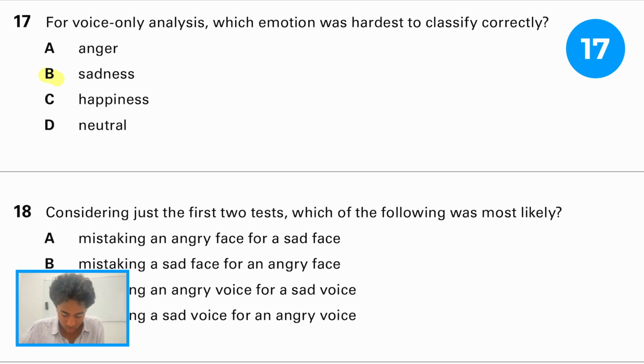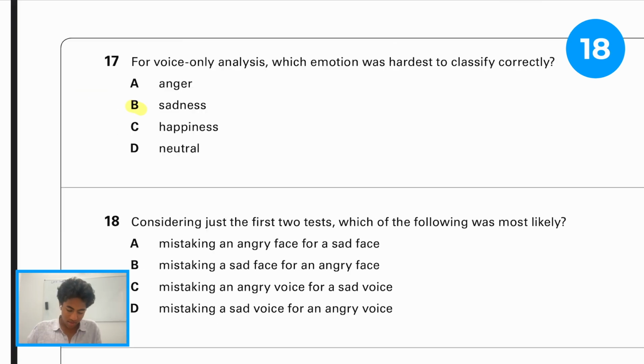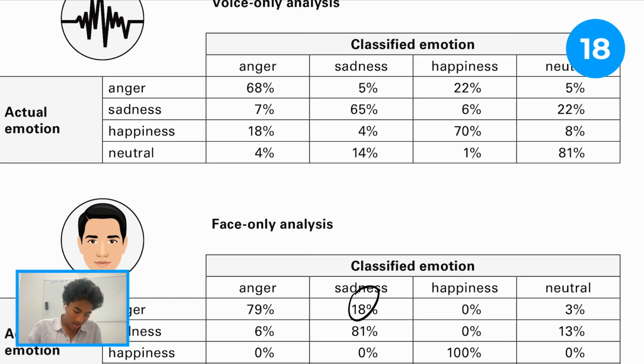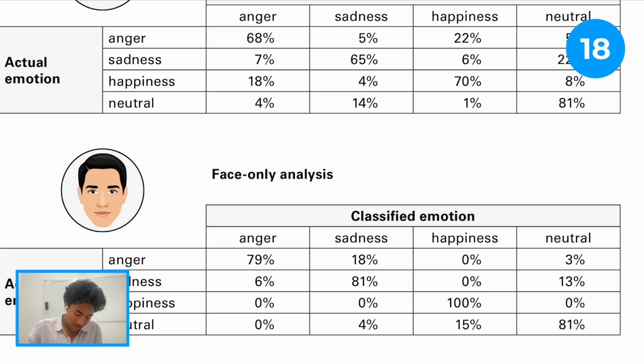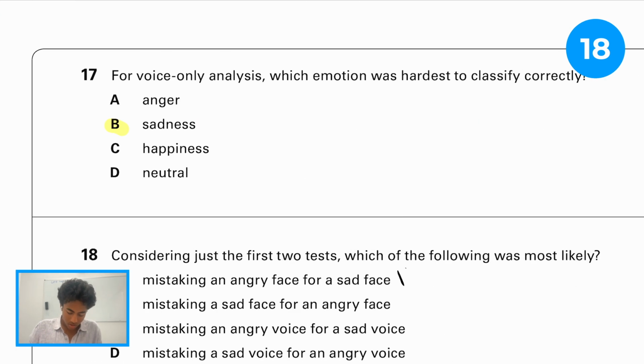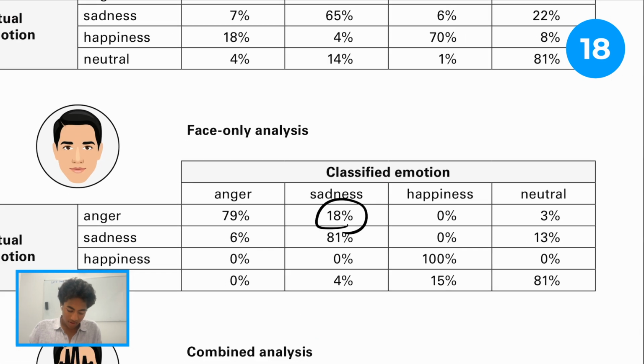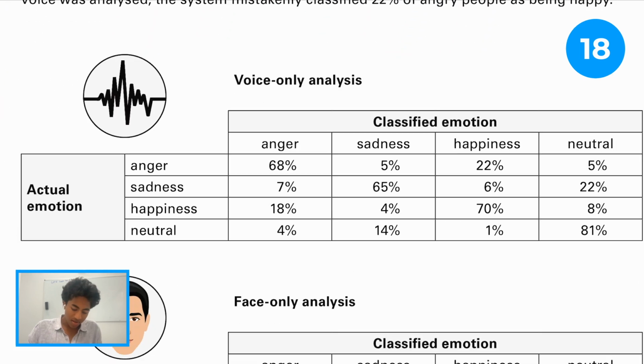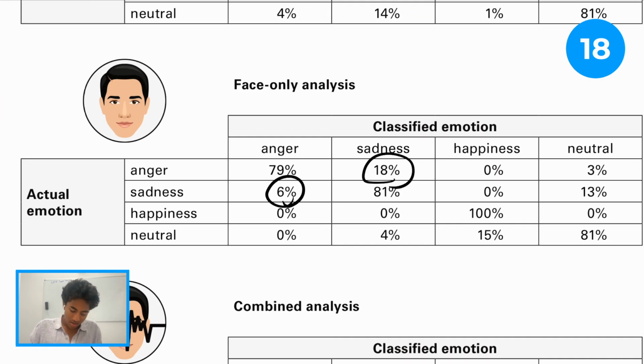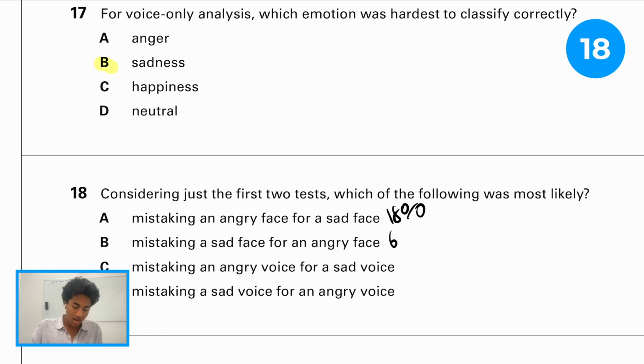Considering just the first two tests, which of the following is most likely? Mistaking an angry face for a sad face. Let's look. So this is an actual angry face, right? And then we say that we misclassify them as sad. That's 18%. Mistaking a sad face for an angry face. So sad is here. If we mistake them as angry, it's 6%. Most likely means the highest probability, which means B already can't be right.